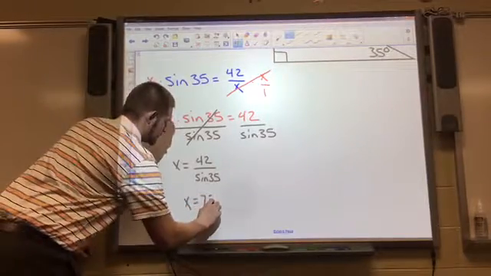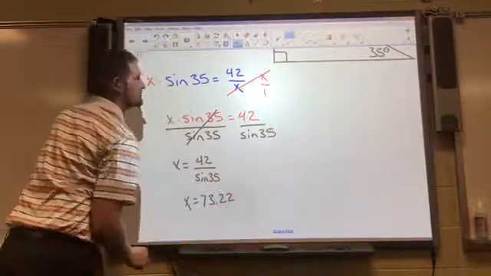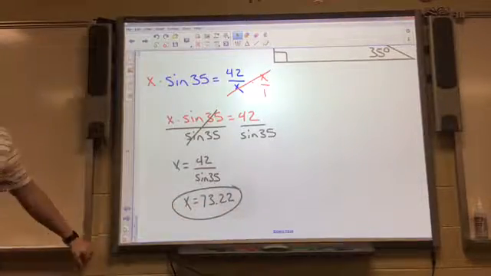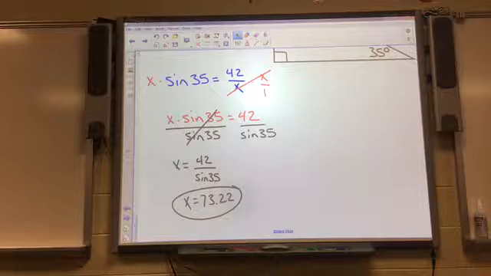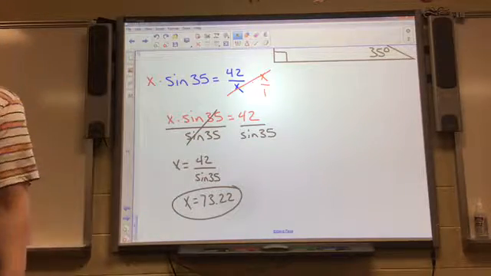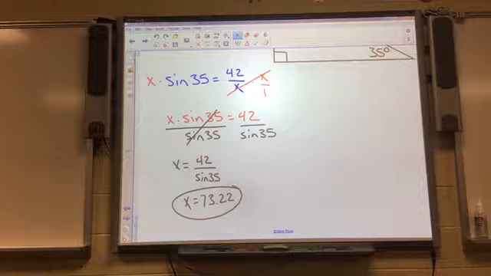X equals 73.22. And I didn't put a label, so you can just leave it like that. Put units maybe if you want to. I only need 4 decimal places if it actually tells you to find the sine, find the cosine, find the tangent. If you're finding side lengths, you don't need to. It'll probably tell you what to round to. So just read the directions carefully.